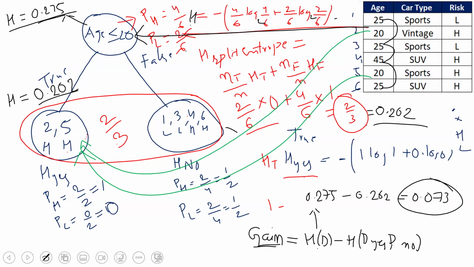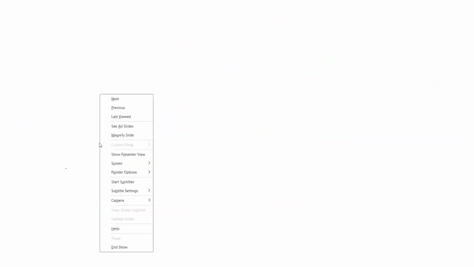Okay, so we calculate the information gain for every such possibility. This is one such information gain that we have calculated. We calculate the information gain for every such possibility, and whichever has the highest information gain, we actually go ahead and choose that as a root node. Understood?